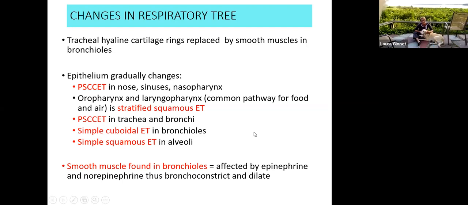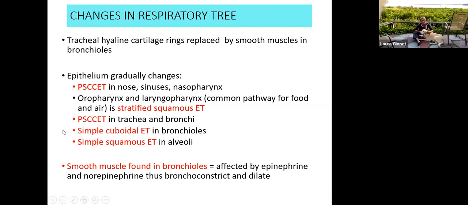So here I tried to synopsize the changes of tissues, things that are common and not common, along the pathway of your respiratory system. Frequently looking at the epithelium, but when necessary, especially when it comes to the bronchi and the bronchioles, the bronchi are like a trachea with hyaline cartilage, but bronchioles have smooth muscle for bronchoconstriction and dilation. All right, so changes in the respiratory tree. Tracheal hyaline cartilage rings replace smooth muscle in the bronchioles, as I just mentioned, so keep that in mind.